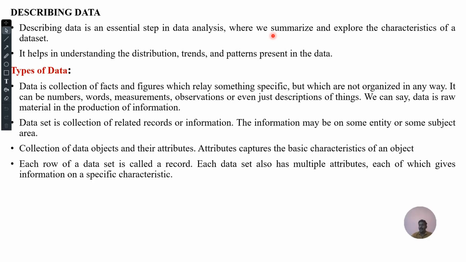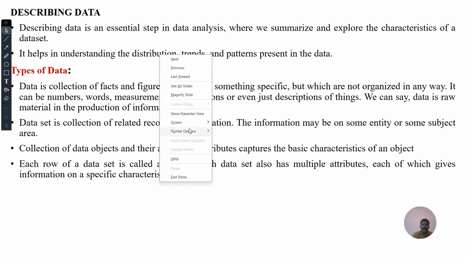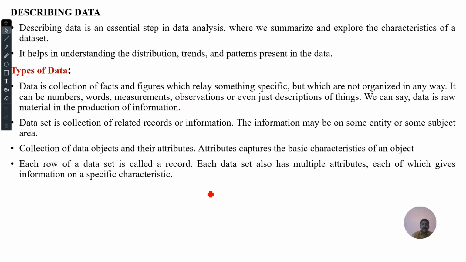Data sets are collections of related records or related information. For example, now we are collecting data, and it contains a number of pieces of information. The data will be stored in one format. For example, I collected some data that is stored in one table. In the table, it contains the attributes and objects.